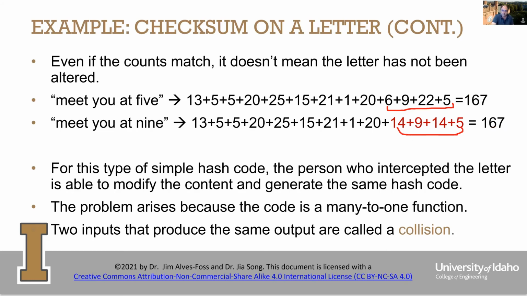This is a very simple code. And because it's such a simple code, it's easy to have what we call a collision, two things that result in the same answer. Why? Because this code is a many-to-one function. We have many, many different ways of getting the same answer.